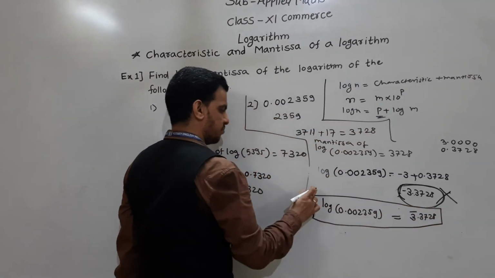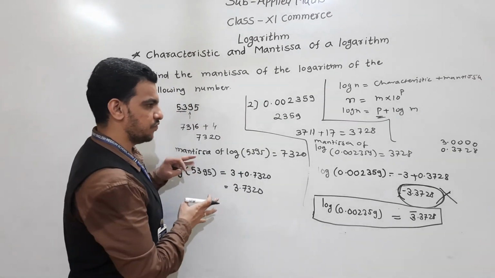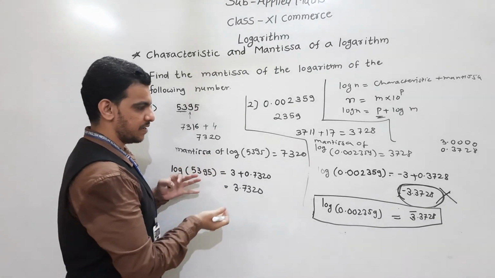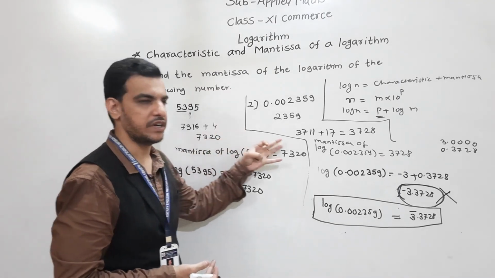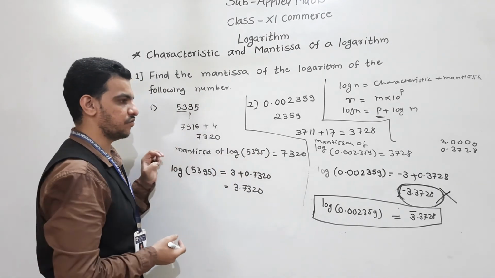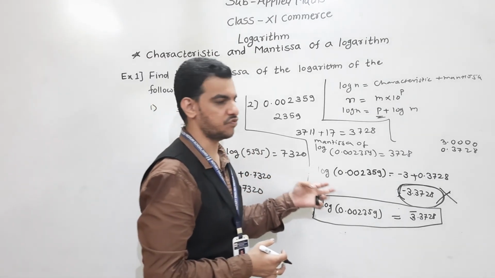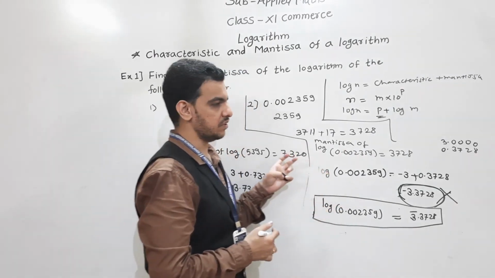We will take more examples afterwards. For today it is enough to find the characteristic, the mantissa, and if possible find the logarithm. I will give a worksheet and then solve examples from that worksheet. In the next video we will take more examples to find the logarithm of the given numbers.